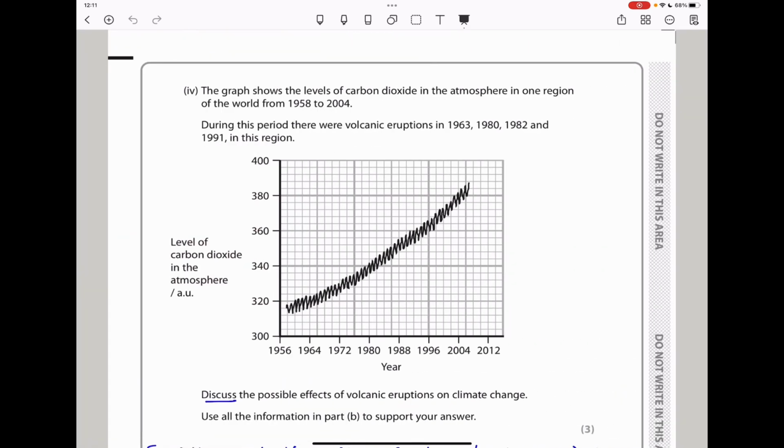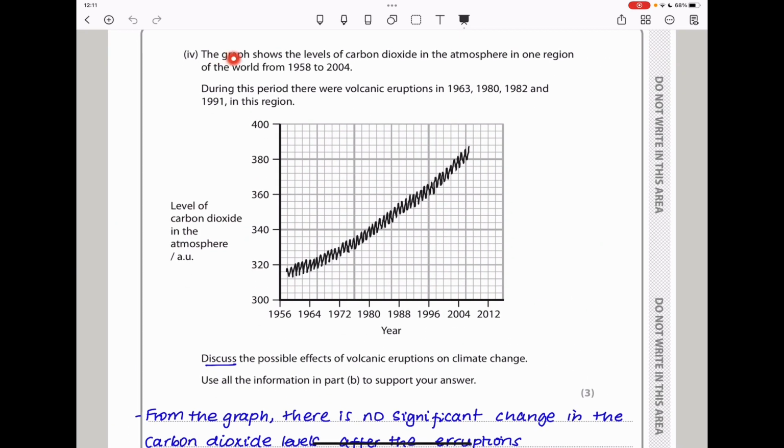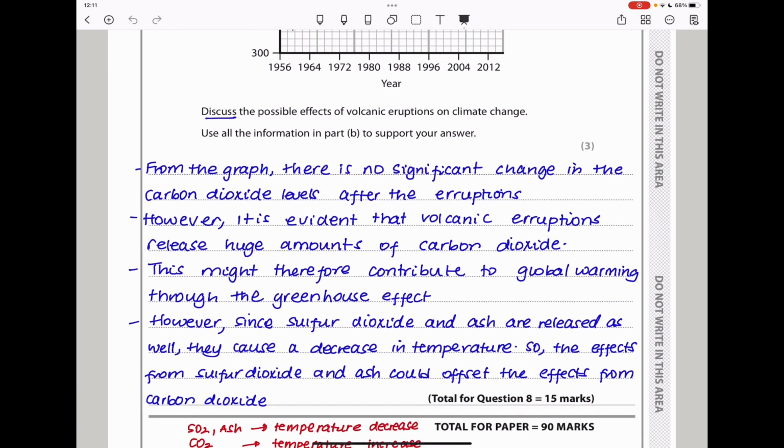So here we go, and they say, the graph shows the level of carbon dioxide in the atmosphere in one region of the world from 1958 to 2004. During this period, there were volcanic eruptions in 1993, 1980, 1982, and 1991 in this region. We can see from the graph that the level of carbon dioxide in the atmosphere increases over time as the years go by. So down here they say, discuss the possible effects of volcanic eruptions on climate change and use the information in part B to support your answer.